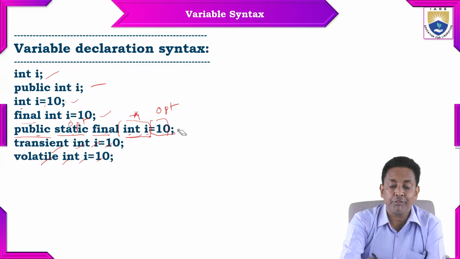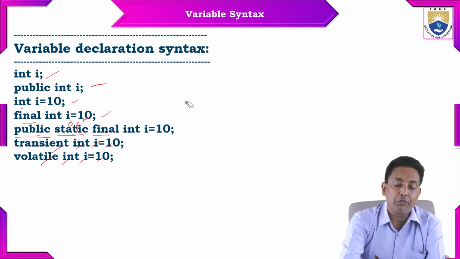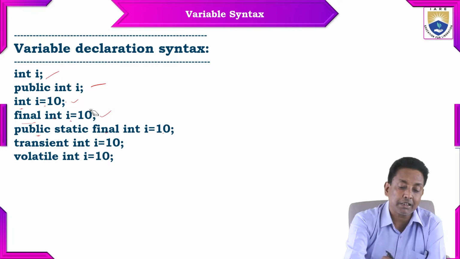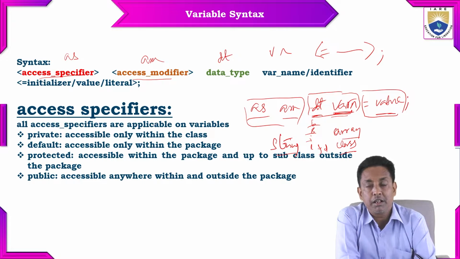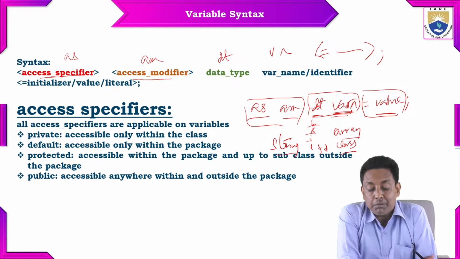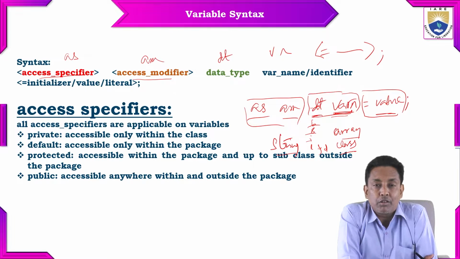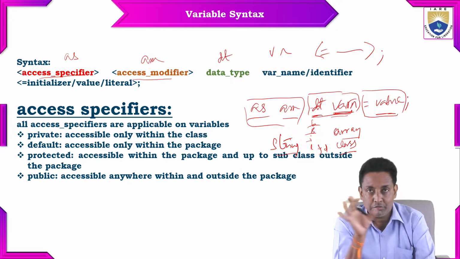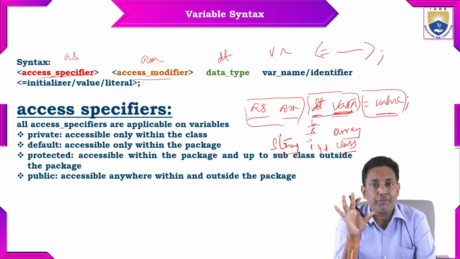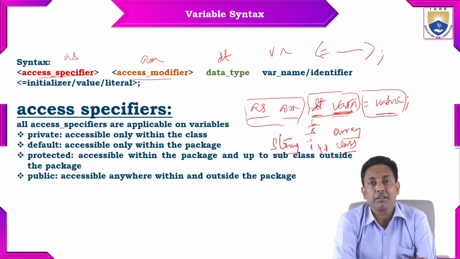So this is the example of variable declaration. While declaring variables, always keep in mind you prefix access specifier first, then access modifier, followed by data type, variable name is equal to value. This is the standard syntax you must follow while declaring a variable. Remember, this syntax must be followed only if you declare variables at class level.